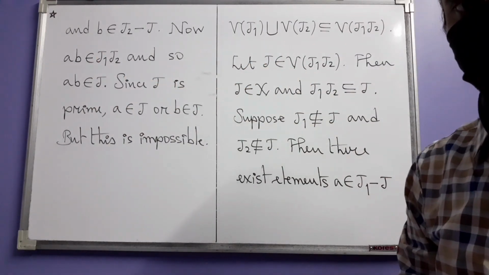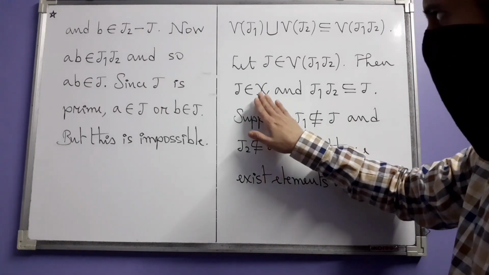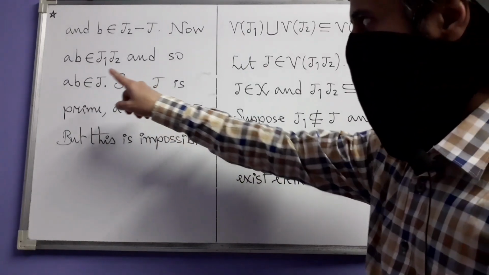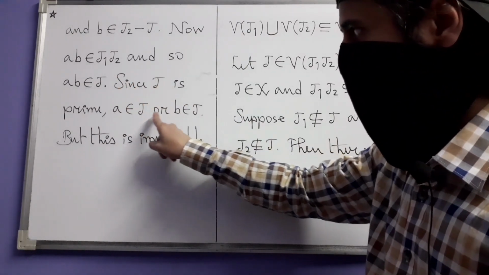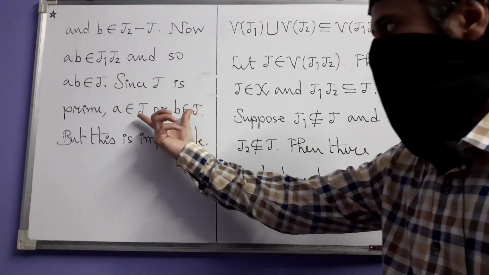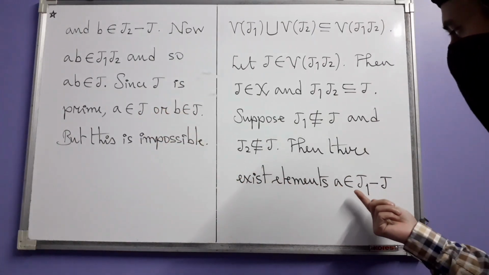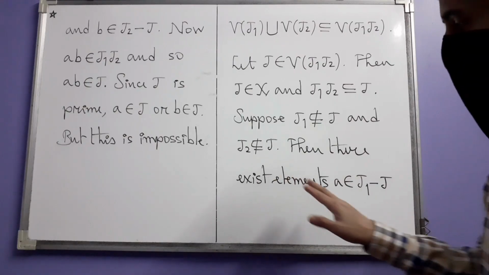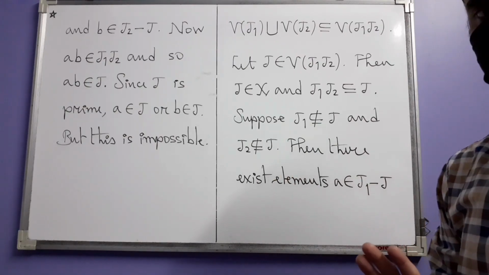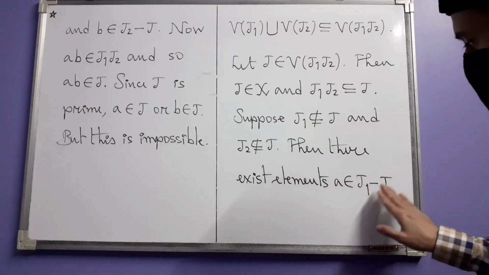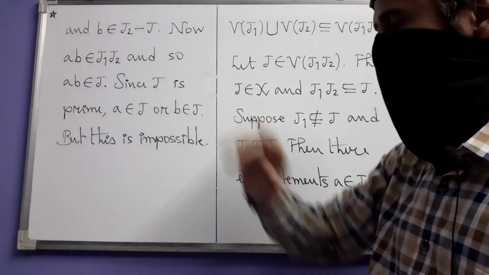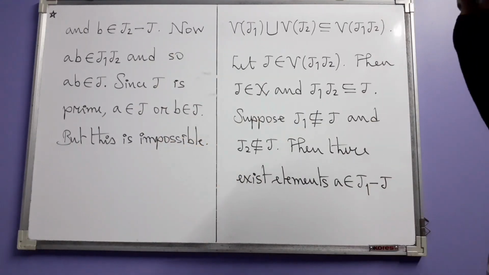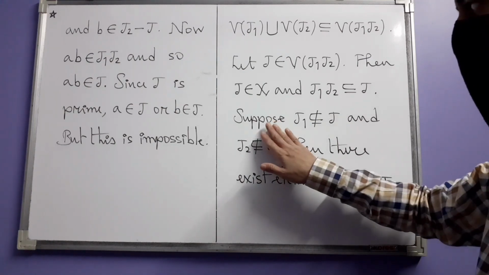But where is J coming from? J is coming from X, the set of all prime ideals. So J is a prime ideal. So because AB belongs to J, either A belongs to J or B belongs to J. Both of these things go against this very choices of the elements A and B. A does not belong to J. You see, A belongs to this difference. Similarly, B does not belong to J. So that is why we have come to an impossibility. And this has happened because of our supposition.